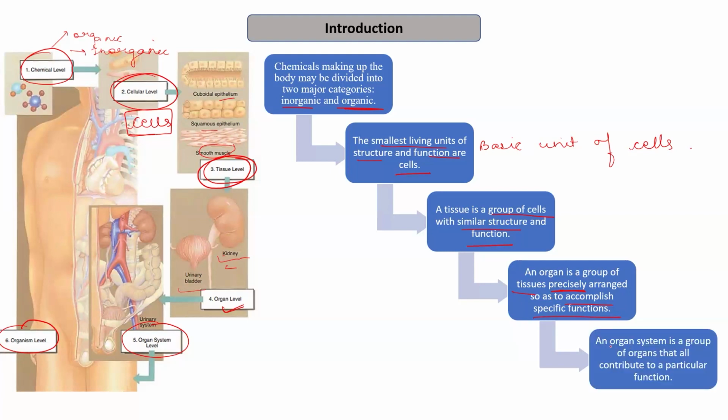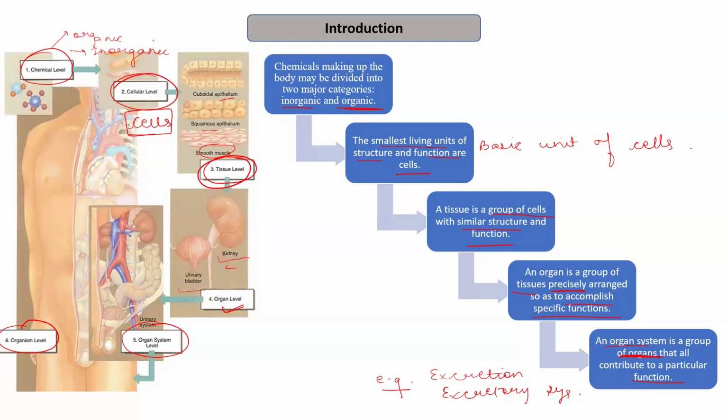The next is the organ system. An organ system is a group of organs that all contribute to a particular function. As I mentioned, the urinary bladder, kidney, etc. lead to excretion. This is just an example. So it will be the excretory system, composed of various organs. So this is the introduction of the different levels of organization within the living organism.